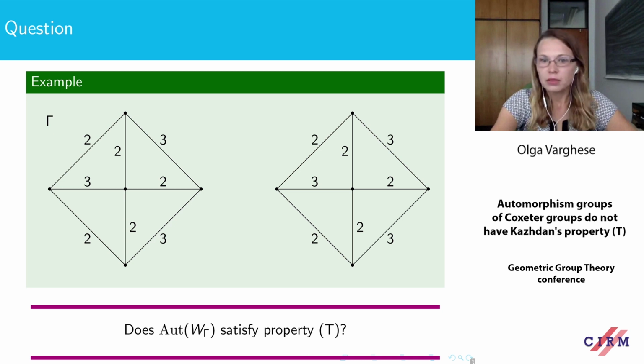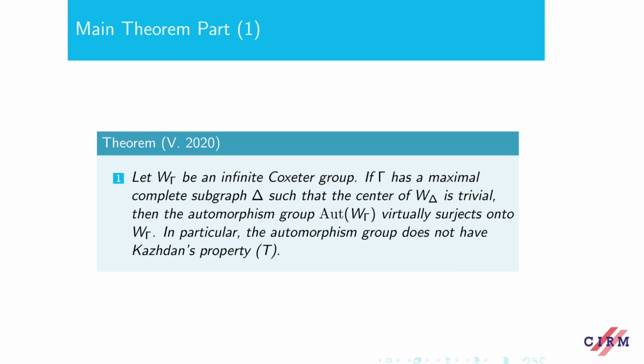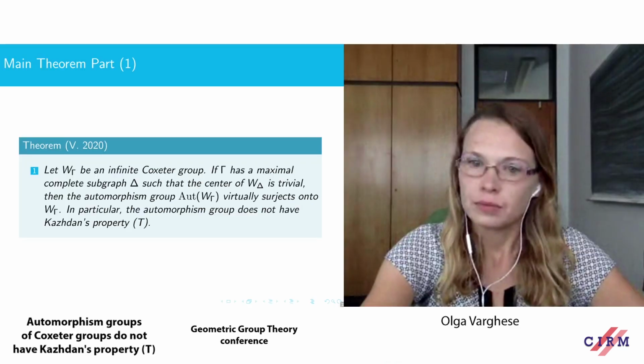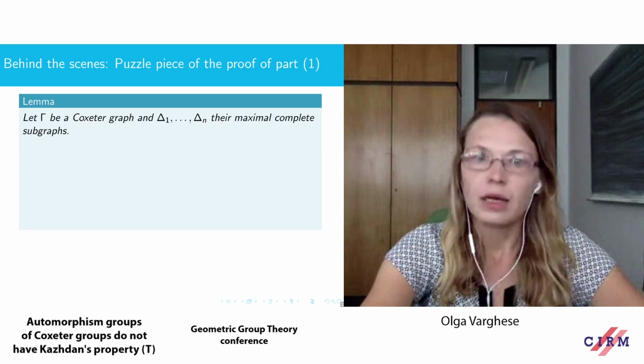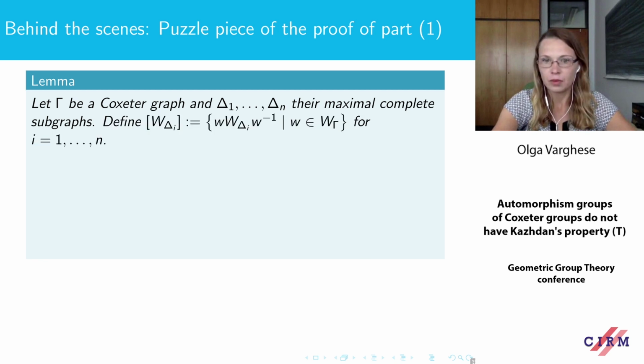Okay, so back to the main theorem. And today I want to discuss the main steps in the proof of part 1. An important puzzle piece of the proof is the following lemma. Let gamma be a Coxeter graph and delta 1 to delta n the maximal complete subgraphs. We define W delta i in brackets as the following set.